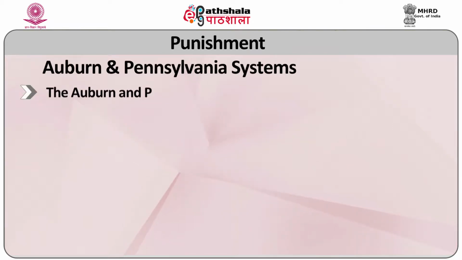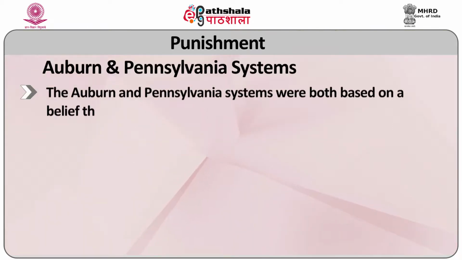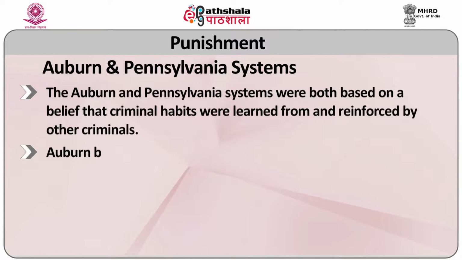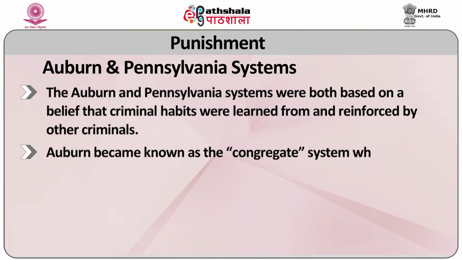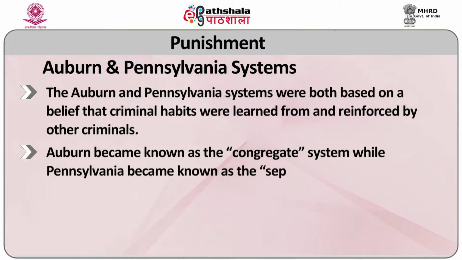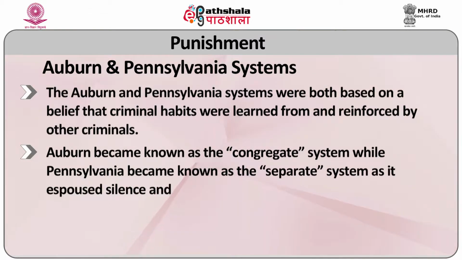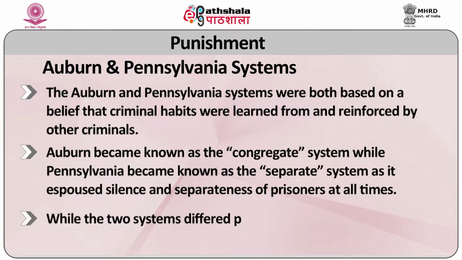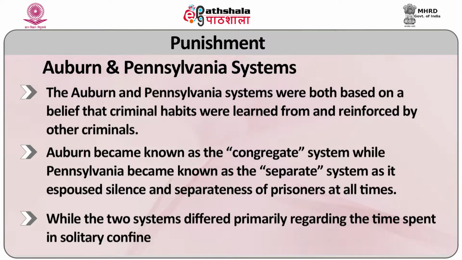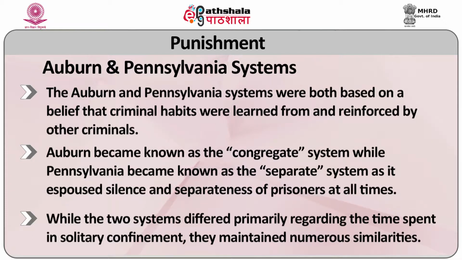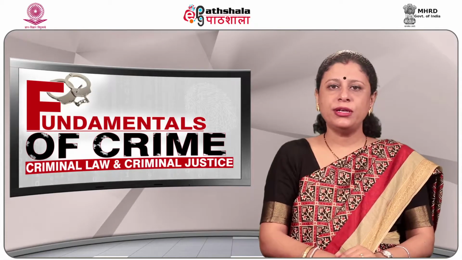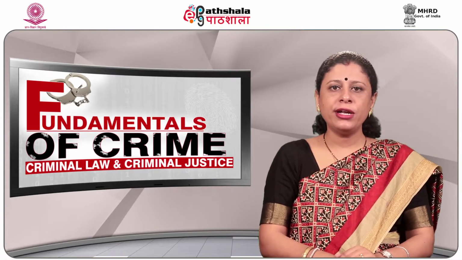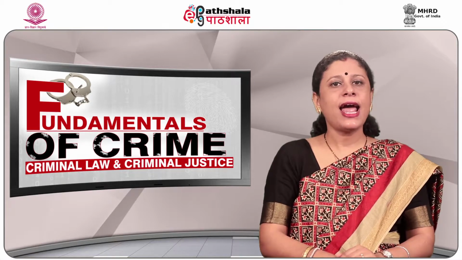The Auburn and Pennsylvania systems were both based on a belief that criminal habits were learned and reinforced by other criminals. Auburn became known as the congregate system, while Pennsylvania became known as the separate system, as it espoused silence and separateness of prisoners at all times. While the two systems differed primarily regarding the time spent in solitary confinement, they maintained numerous similarities. They both strove to maintain discipline by enforcing stringent rules which revolved around mandatory labor, silence and discipline.